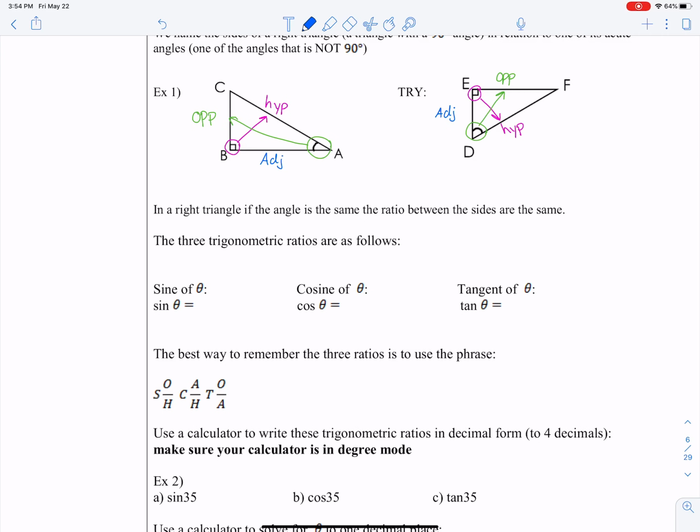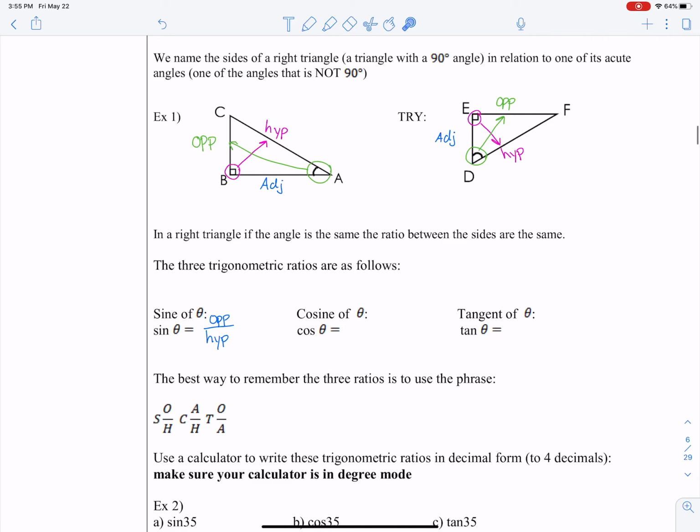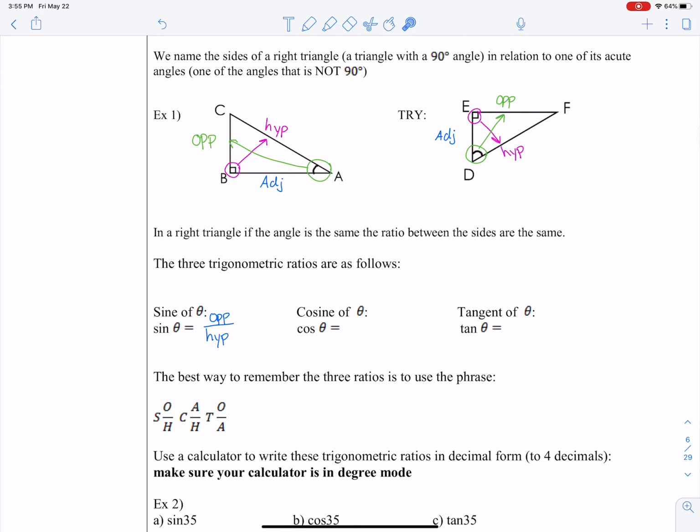In a right triangle, if the angle is the same, the ratio between the sides is the same. So we have our three trigonometric ratios. To find the sine of an angle, we're going to use opposite over hypotenuse. In this case, we'll use this side over this side, a ratio of these. Let's say this is 5 and this is 10. So this would be 5 over 10.